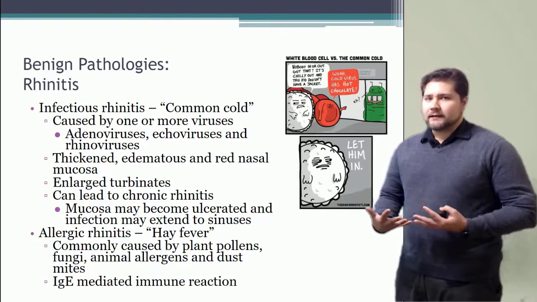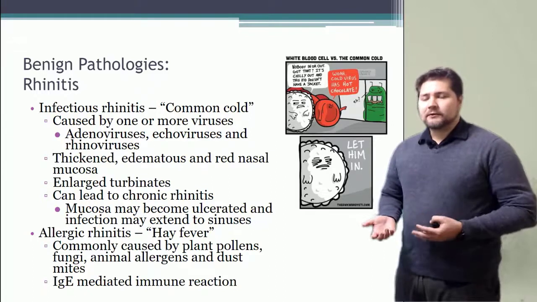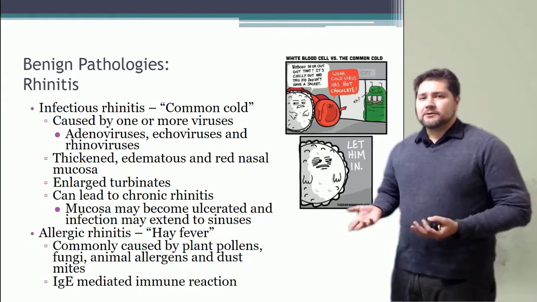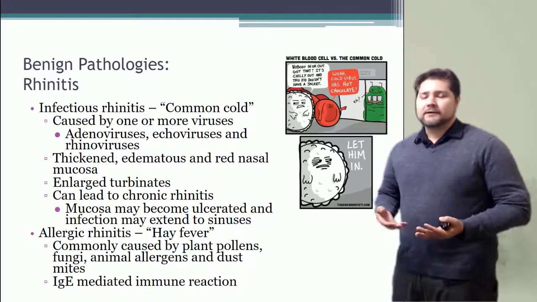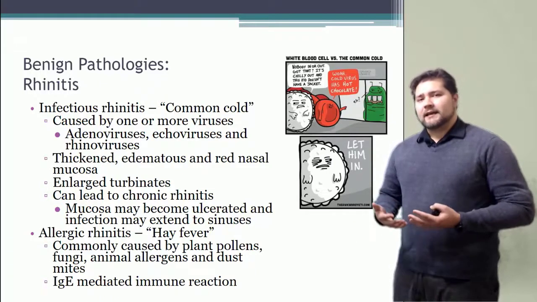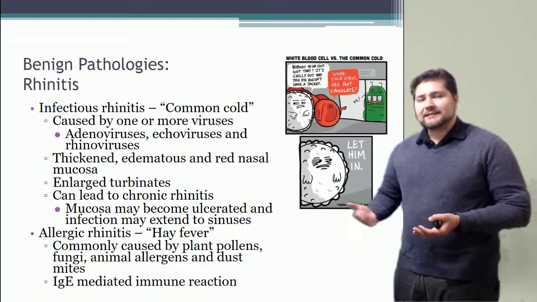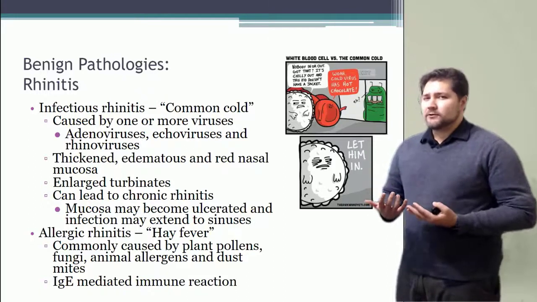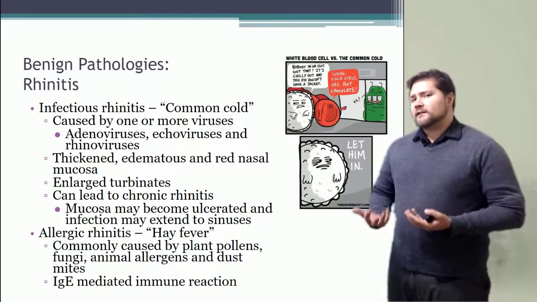So in infectious rhinitis, which is essentially the common cold, what we'll see is some sort of virus, usually an adenovirus, an echovirus, or a rhinovirus, will start getting into the mucosa and causing an inflammatory response. And this leads to a thickened erythematous nasal mucosa that often enlarges the turbinates.